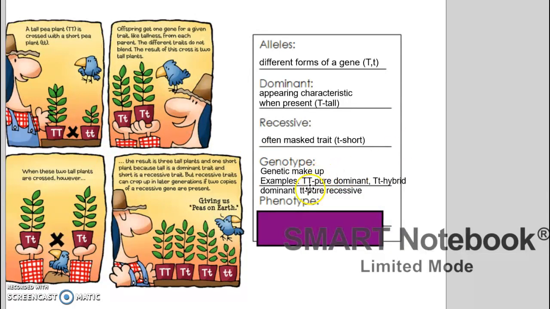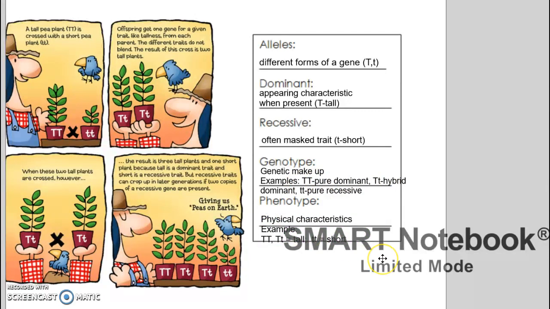In this case, there are different ways that you can represent that. So TT would be what we would call pure dominant because it's the same capital letters. You could have big T, little t, and that's like a hybrid because you have one of each. And then you can have pure recessive, which is little t, little t. And those lowercase letters represent, again, a recessive trait. Okay, so the outcome of these letters are what we call a phenotype.